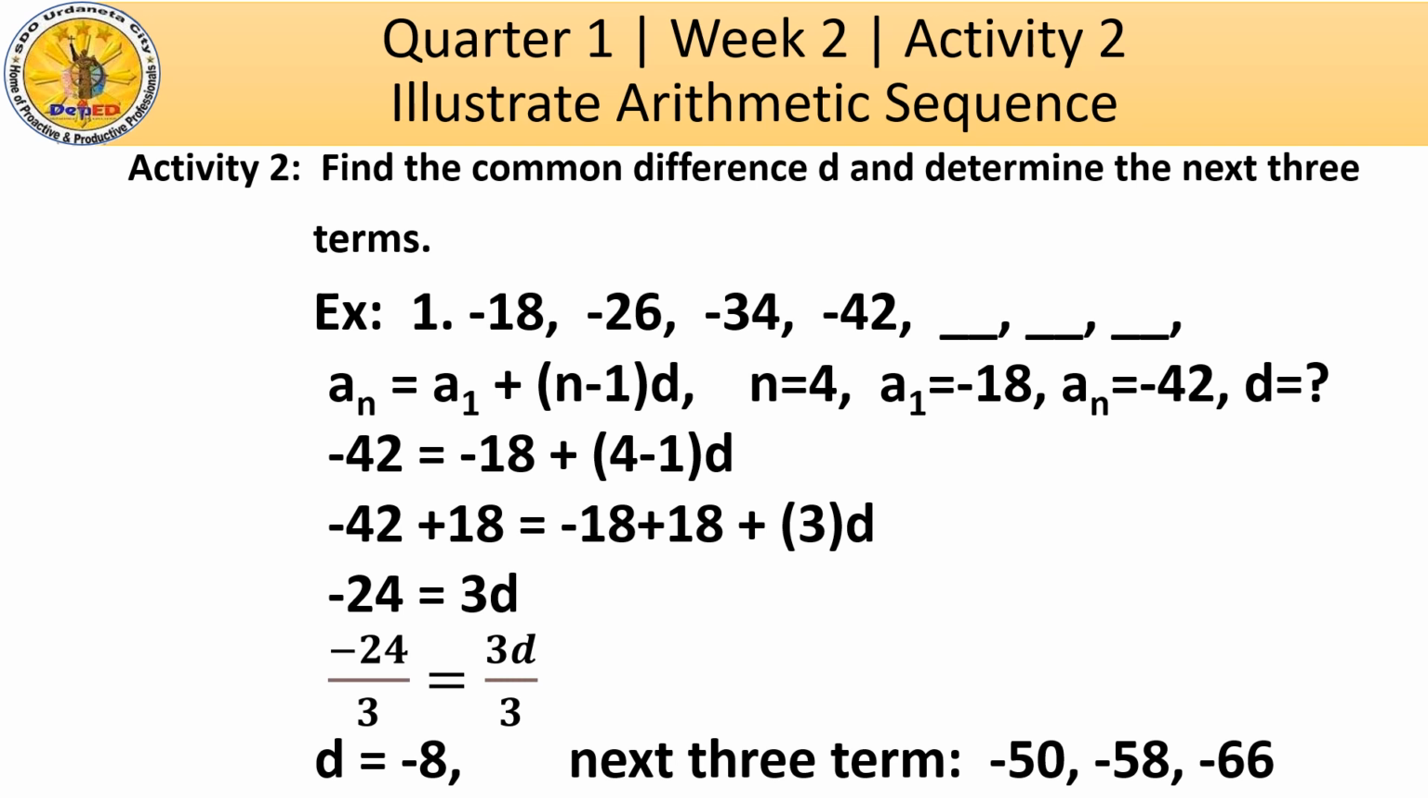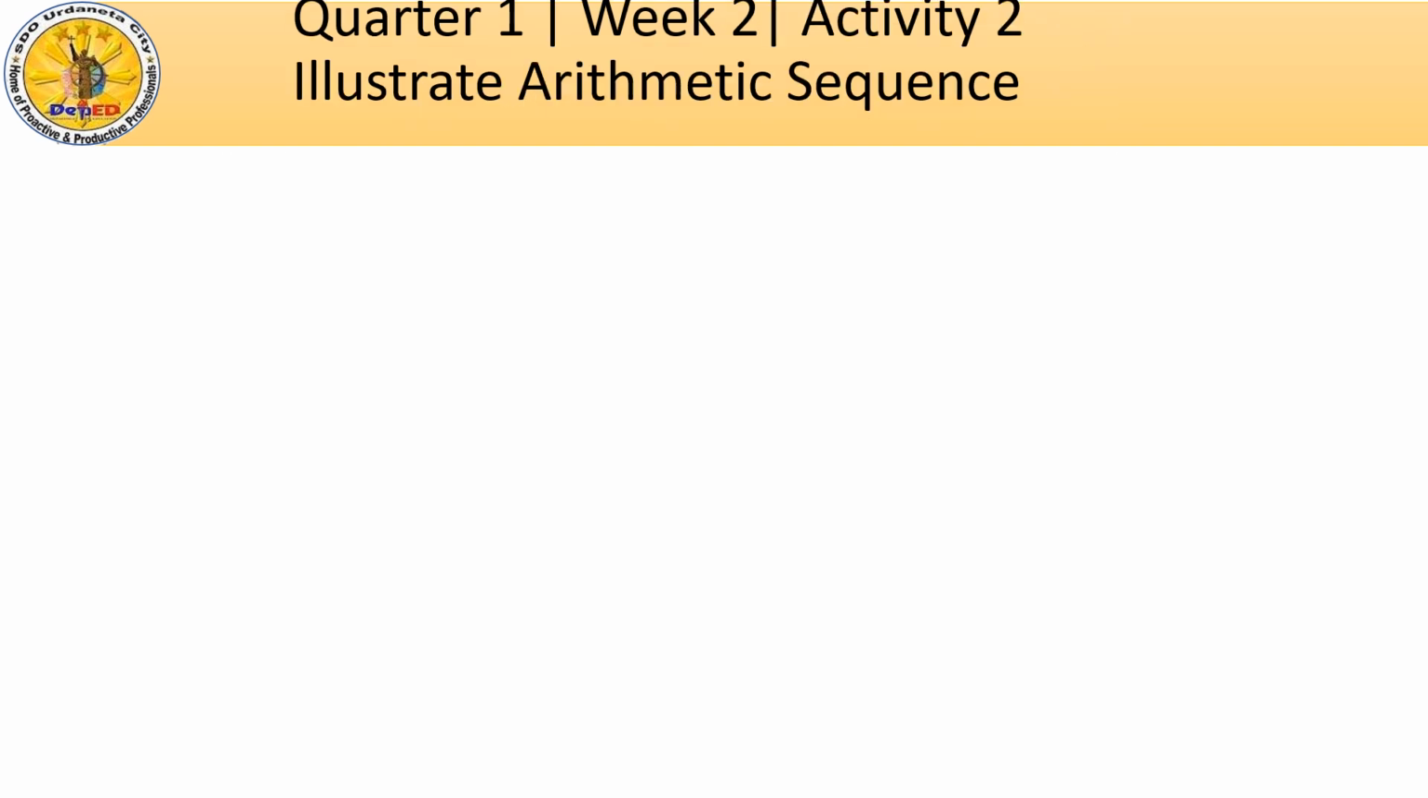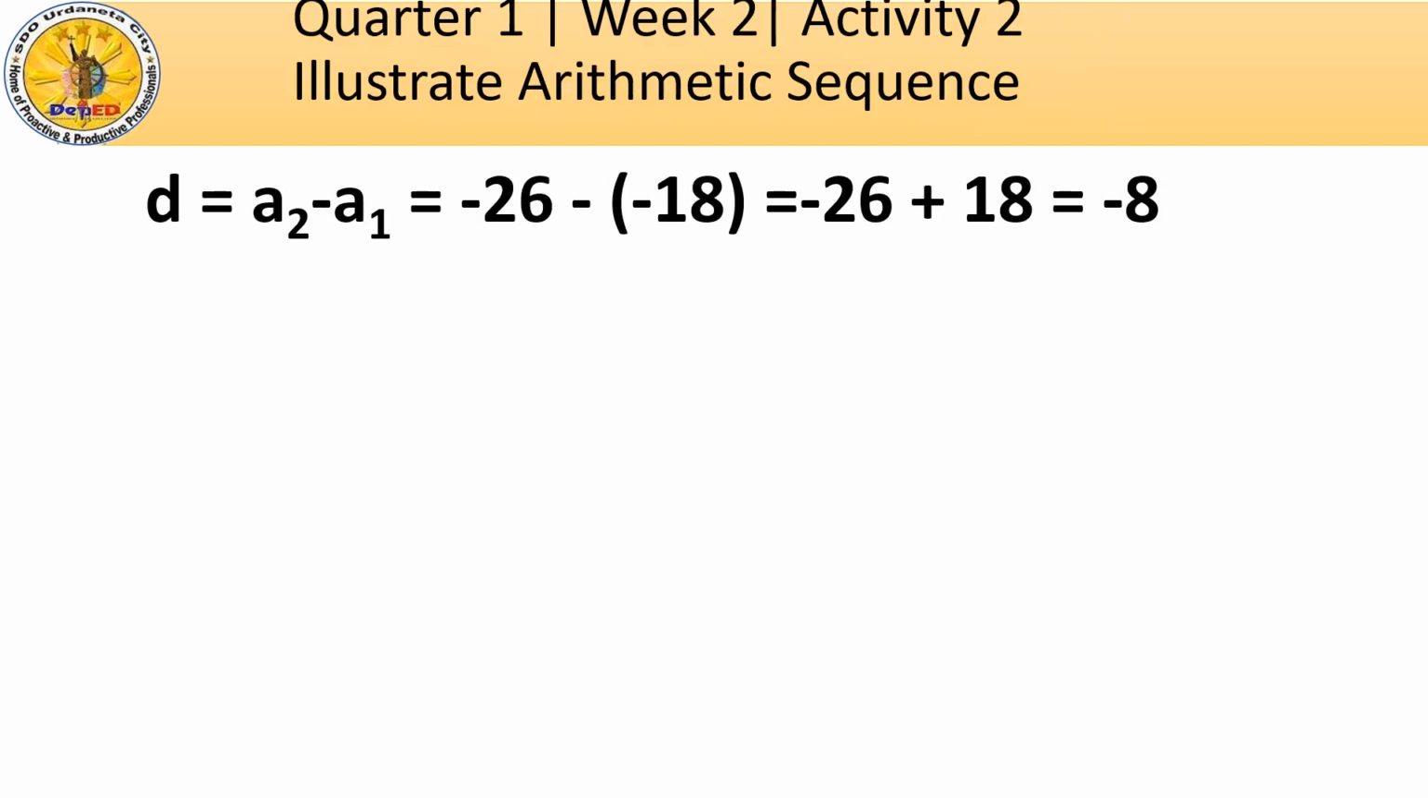Next again, to find the next term, you have to add again negative 58 plus negative 8. So you have 58 plus 8 is 66. Their common sign is negative, so negative 66. So the next three terms are negative 50, negative 58, and negative 66. Okay, we can use also your short method.